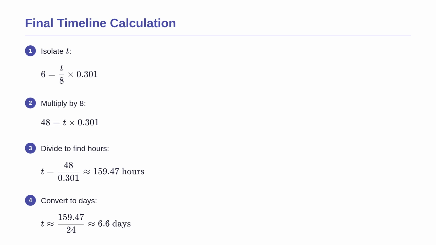Let us complete the derivation to find our final timeline. We have our linear equation, and we need to isolate time. We multiply both sides by 8, which gives us 48. Then we divide that by 0.301. This yields approximately 159.47 hours. To make this clinically meaningful, we divide by 24 hours per day, resulting in roughly 6.6 days.